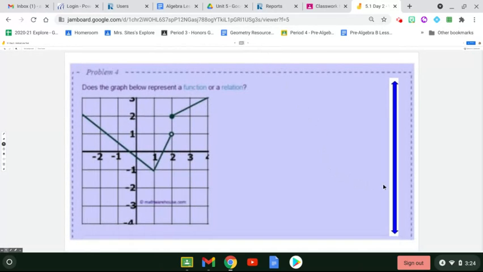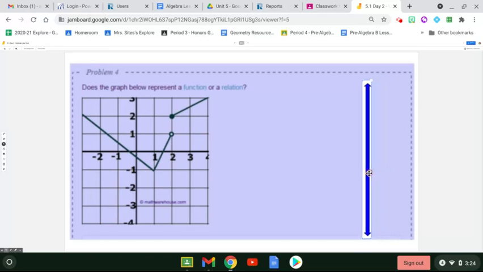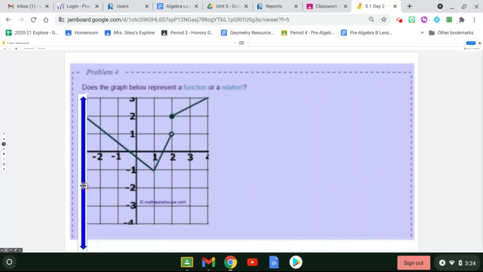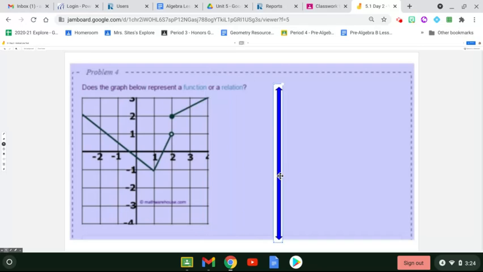Okay, let's look at this one. With this one, the only thing I'm a little concerned about is the value at 2. So far, I'm good, good, good, just hitting once, and uh-oh, at 2, I might have a little bit of a concern. So what I'm going to do right now is draw my vertical line on my notes at 2. Now, one of those points is filled in.